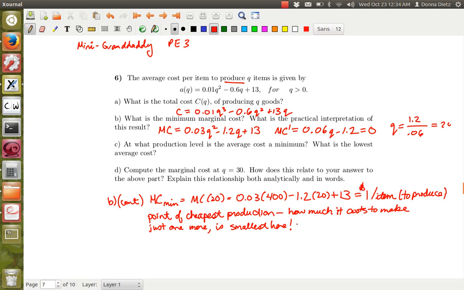Alright, so at what production level is average cost a minimum? We already have average cost up here, so we just minimize it. And again, you can just take the vertex of that thing. You don't have to use calculus. But let's say you want to take the derivative, go ahead and do it.